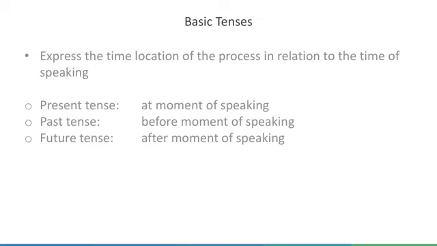These basic tenses tell us the time location of the process in relation to the time of speaking. And when I say speaking, I mean speaking or writing. The present tense tells us that the process occurs at the moment of speaking. A past tense process happened before the moment of speaking, and a future tense process will happen after the moment of speaking.